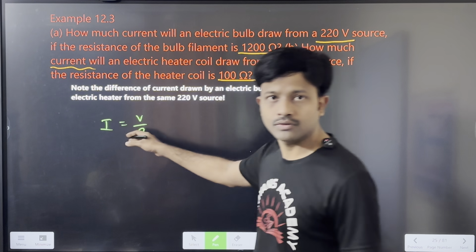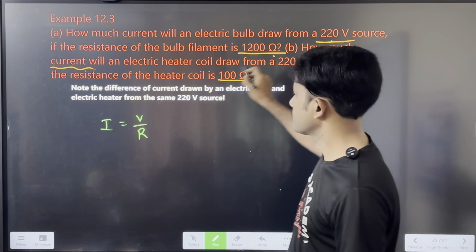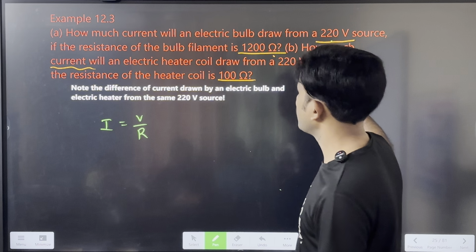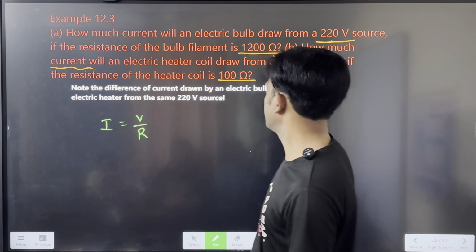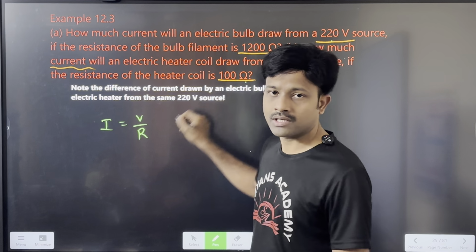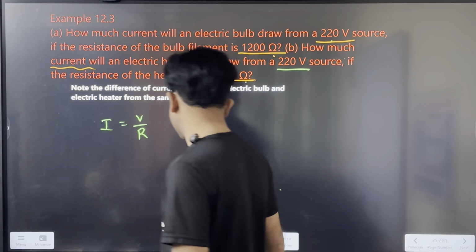Please do it here. Use the voltage value 220 and resistance value 1200, and find the current value. And one more here, use the source value 220 and resistance value 100 ohm. In the second case, what is the current value? In which case is the current value more? Just find out here. Okay, just pause the video and do it.